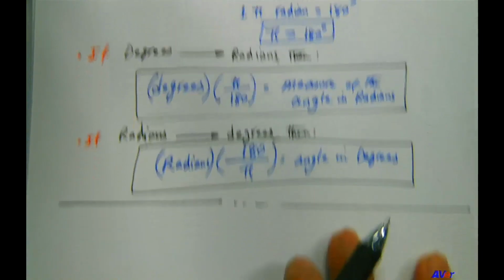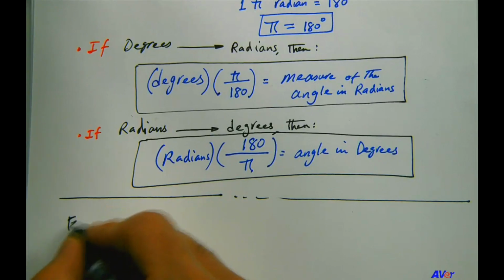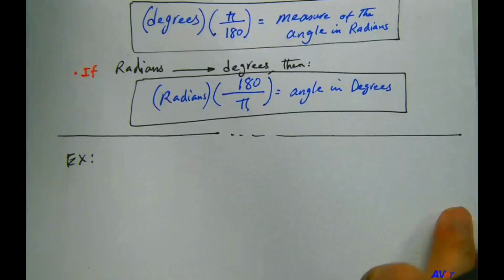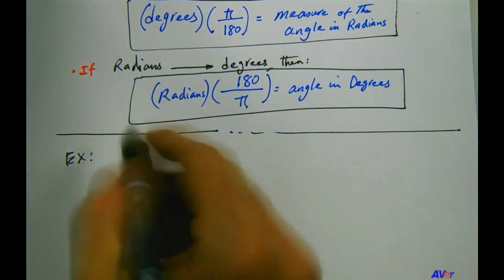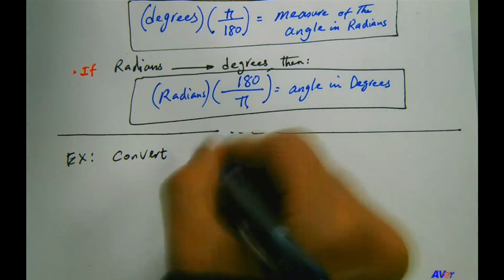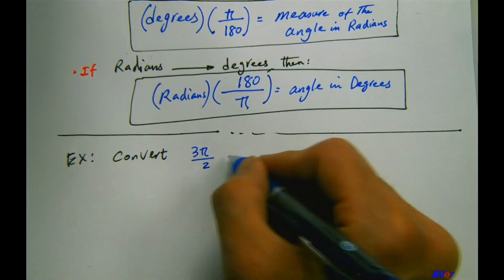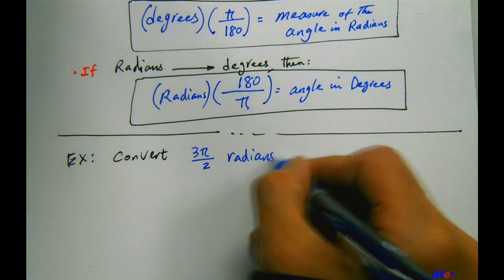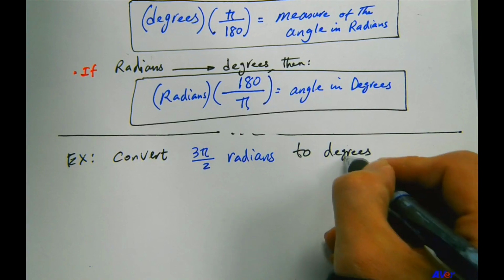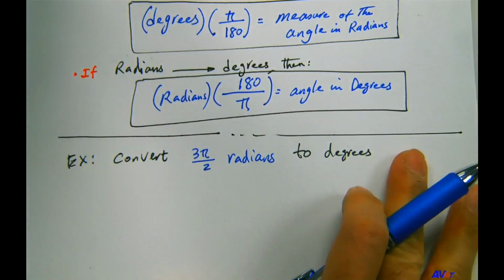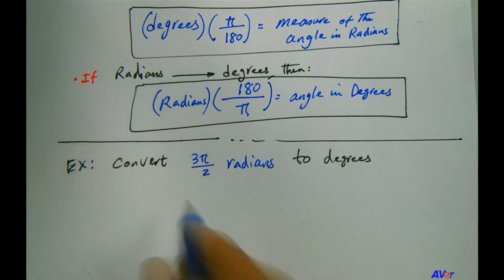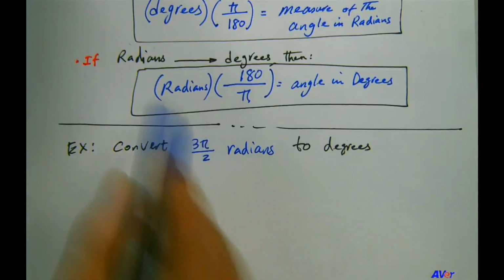So let's do a few examples just to make sure that we are able to do this without any trouble. So here's one example. Suppose we want to convert 3 pi over 2 radians to degrees. Okay, so the case we have here is going from radians to degrees. Great, so we're going to make use of this formula.